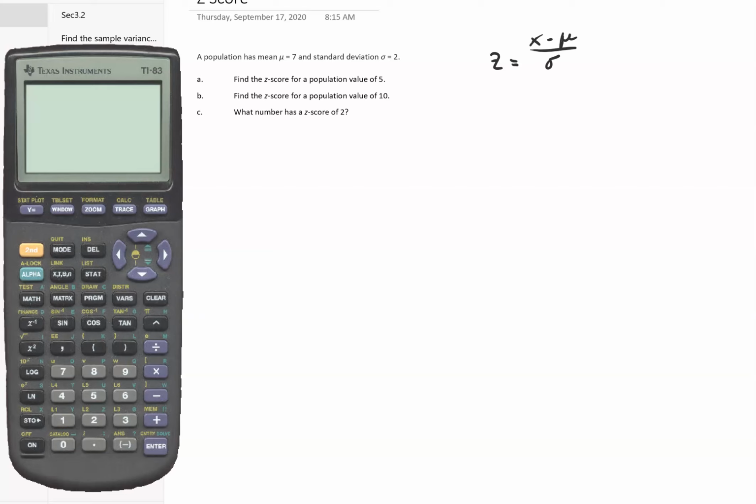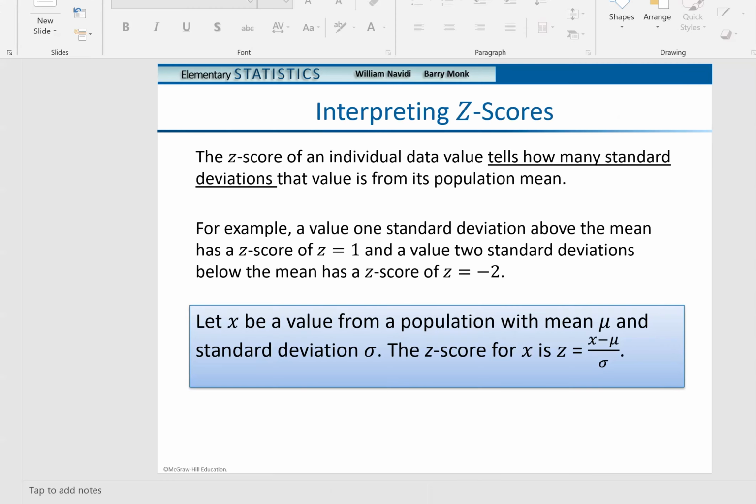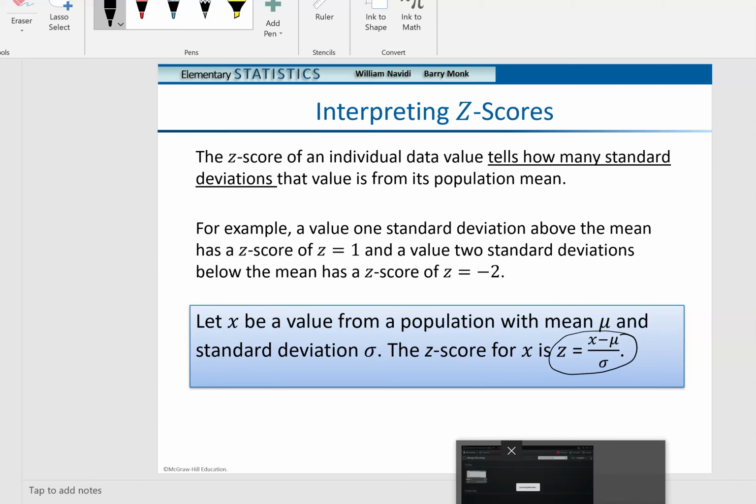Okay, in this example, it says to find the z-score. A population has a mean of 7, a standard deviation equal to 2. Find the z-score for a population value of 5. So they want to find the z-score when x is a 5. If you recall from the PowerPoint for section 3.3, here's the formula right here. Z is equal to x minus mu over sigma.